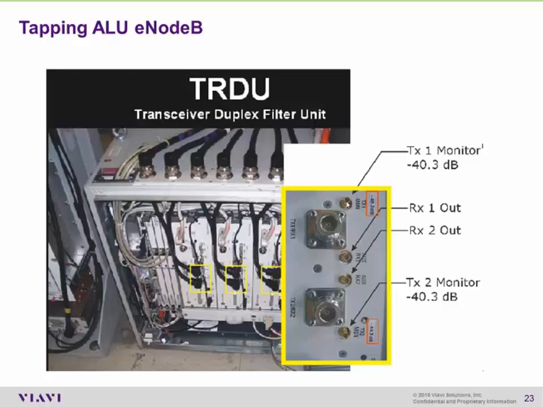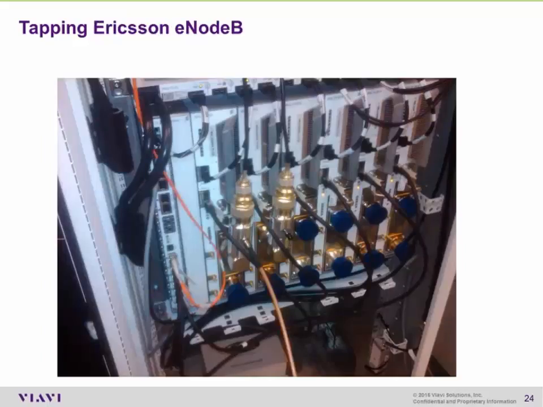I can get poor error vector magnitude from my instrument if I'm overdriving it. So please add that extra attenuation. On Ericsson, the eNodeBs did not have any transmit test points. Some service providers actually add, and want to ensure that they have, those transmit test points already pre-installed so they're not disrupting service.